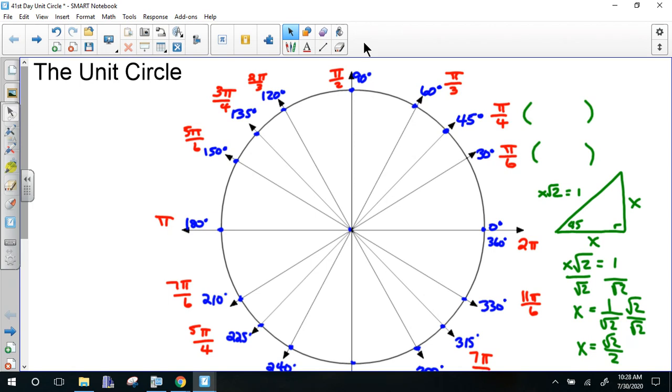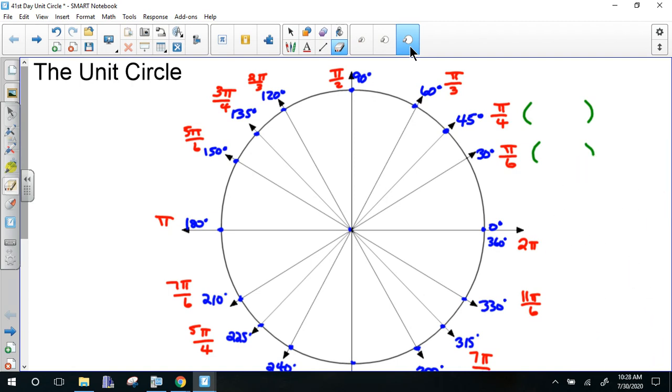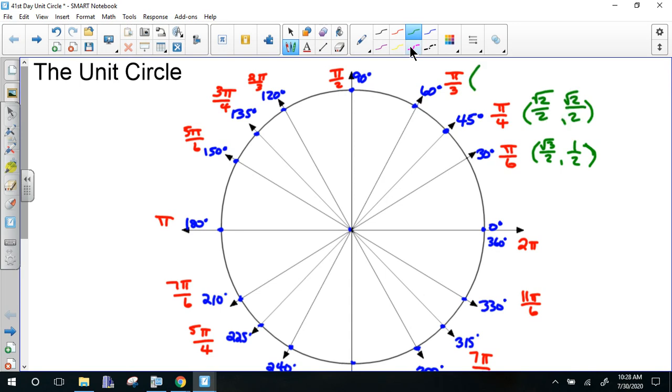So my first point, let me get rid of some of this on here. So that's how they come up with them. Now we're going to write them in. This one, square root of 3/2 and 1/2. Here, square root of 2/2, square root of 2/2. Here, this one's going to be 1/2, square root of 3/2.